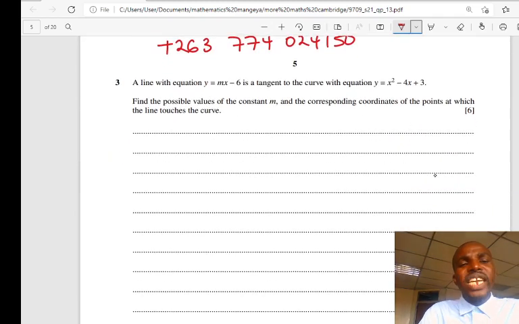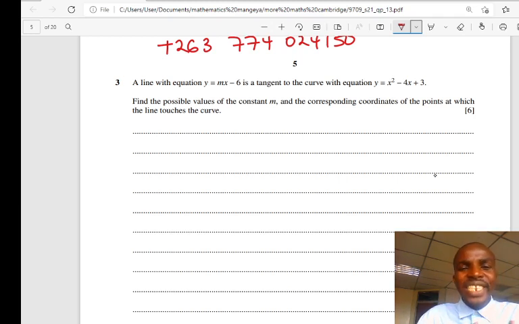A line with the equation y is equal to mx minus 6 is a tangent to the curve with the equation y is equal to x squared minus 4x plus 3. Find the possible values of the constant m and the corresponding coordinates of the points at which the line touches the curve. Right, there are two things that you have to take note of in this case.